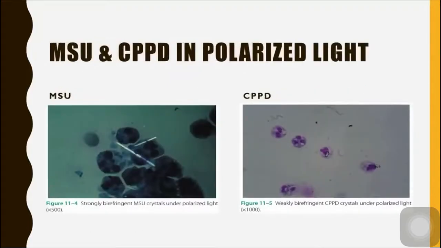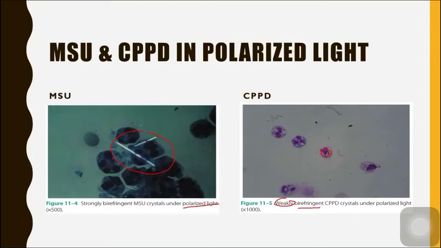The appearance of monosodium urate crystals and calcium pyrophosphate crystals in polarized light is that MSU looks like a needle, a needle-shaped crystal. It is strongly birefringent under polarized light. CPPD is also birefringent, but take note that it is weakly birefringent compared with MSU. Where is the CPPD in this illustration? CPPD is a rhomboid crystal. Here is the CPPD crystal, a weakly birefringent rhomboid crystal.